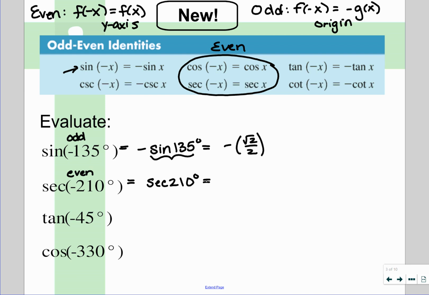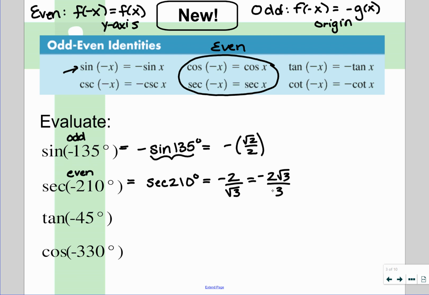What do you think? 2 over square root of 3, so close. 210's in what quadrant? And if I'm in the third quadrant, secant's a reciprocal of cosine, right? Is cosine positive or negative? Negative. So cosine there is negative rad 3 over 2. Secant then would be the reciprocal, negative 2 over rad 3. And then if we rationalize, negative 2 rad 3 over 3.